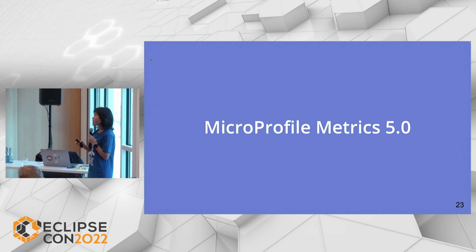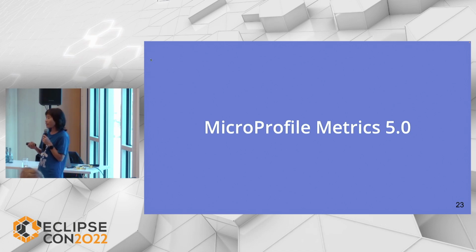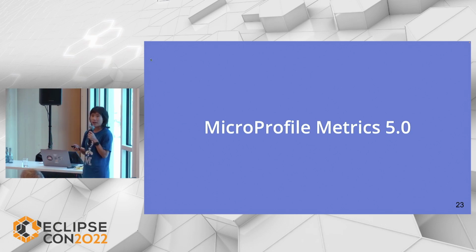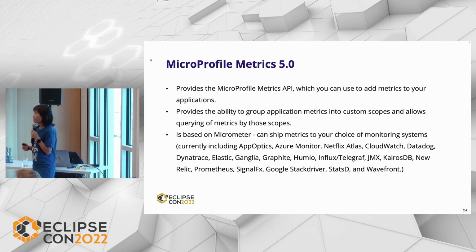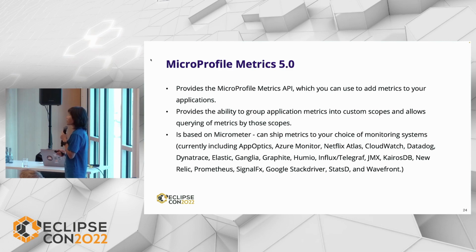So basically MicroProfile is trying to stay current with the latest technology. It will pick up the most popular technology from the industry, the most related to observability and cloud infrastructure. So with that, MicroProfile Metrics 5 went through a lot of refactoring work. Basically, it refactors the metrics API so that it will allow the implementation to pull in Micrometer.